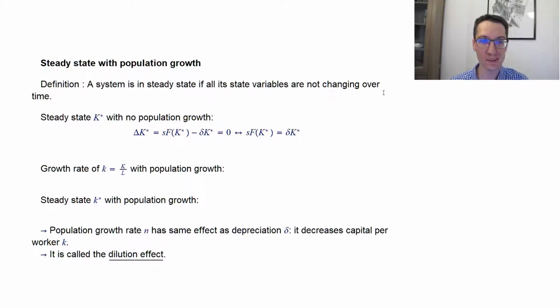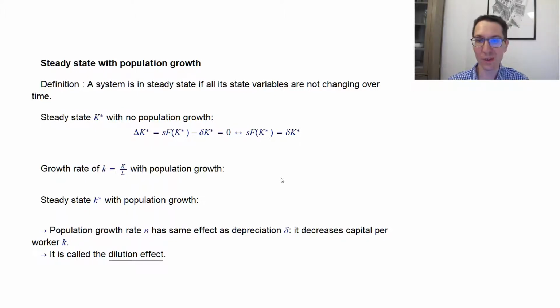A system is in steady state if all its state variables are not changing over time. And here, with no population growth, we have seen that we can define the steady state in terms of k. It's simply when delta k is equal to 0, when k doesn't change. And this happens when investment, so savings times f of k star, is equal to the depreciation rate times k star, so the total depreciation.